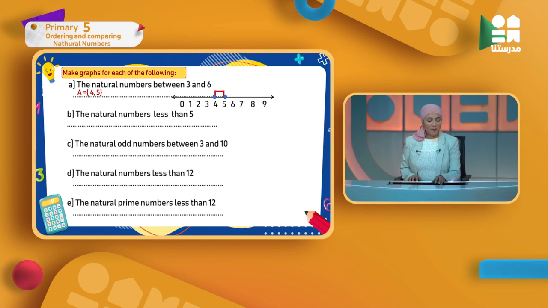Now letter B, the natural numbers less than 5. Natural numbers less than 5. Then I'm not going to count the 5. And natural numbers means that I will start counting from 0. So here my set B is equal to the set of elements 0, 1, 2, 3, and 4.